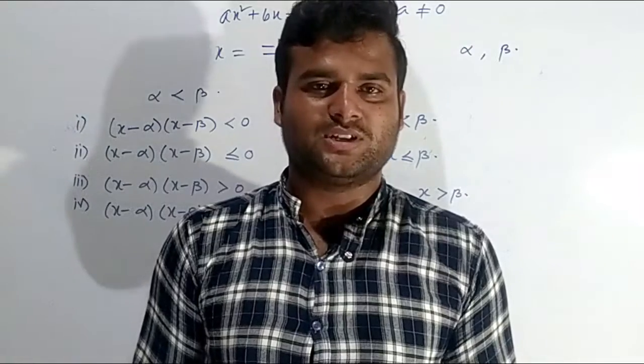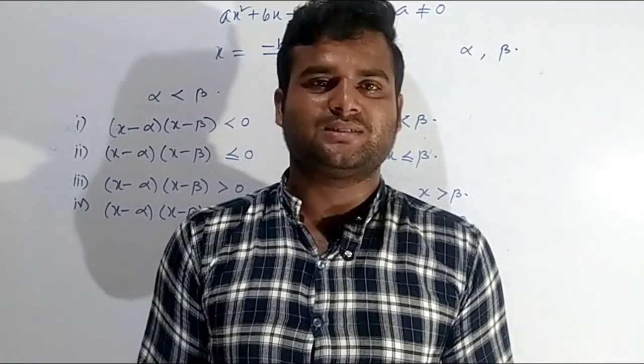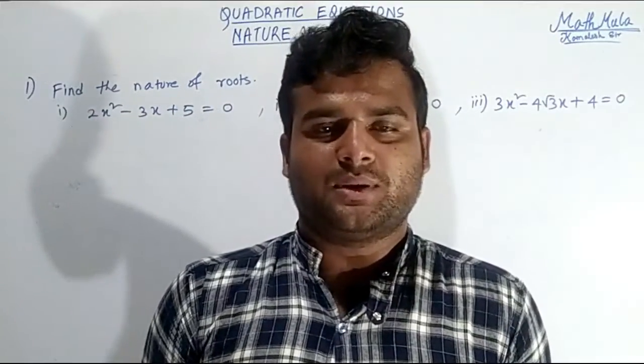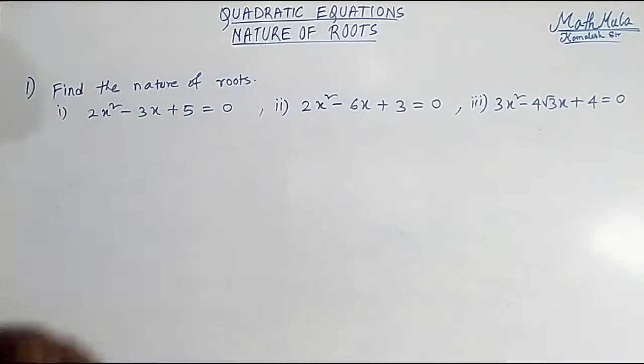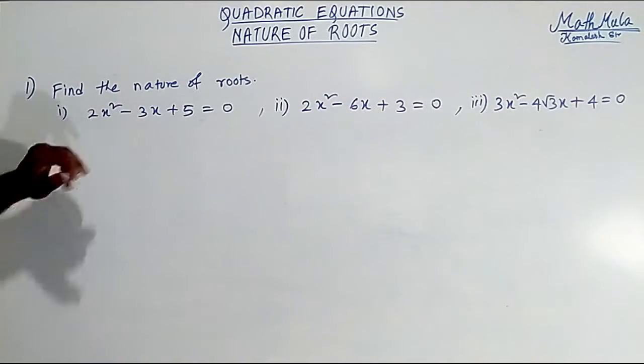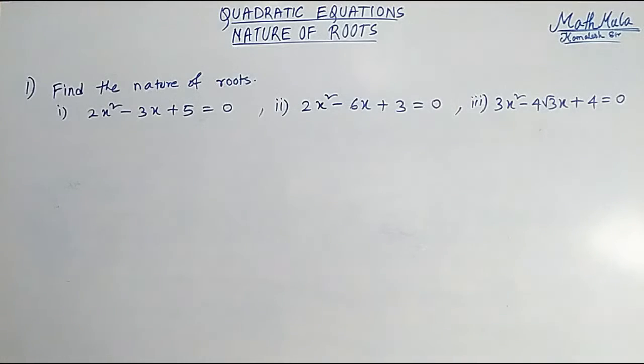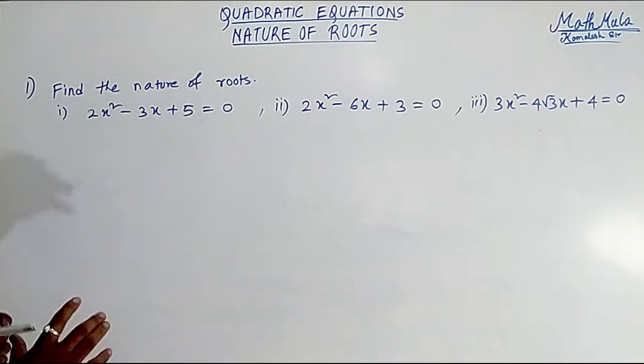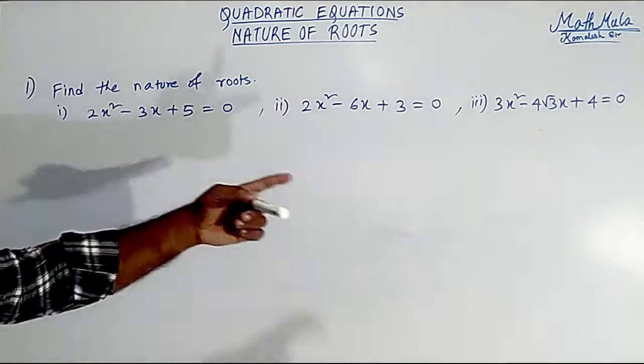Now we solve some important sums from the book, exercise 5.4. Now we solve sum number 1. Find the nature of roots. The first question is 2x square minus 3x plus 5 equals to 0. The second question is 2x square minus 6x plus 3 equals to 0. And the third question is 3x square minus 4 root 3 x plus 4 equals to 0. So we need to find the nature of roots of these equations.